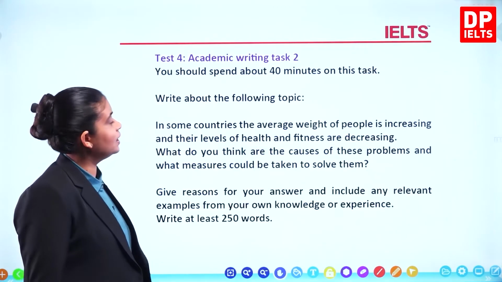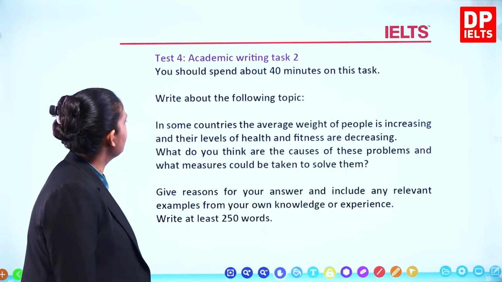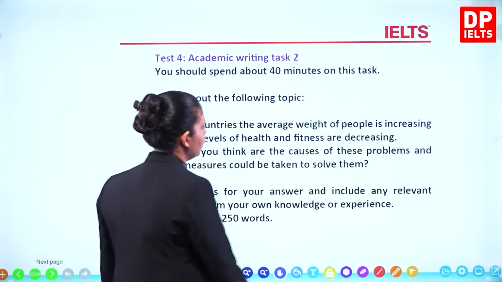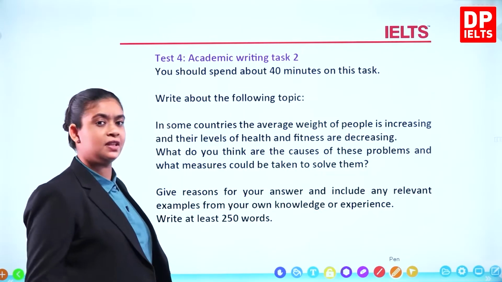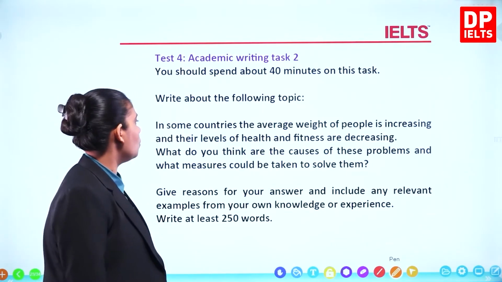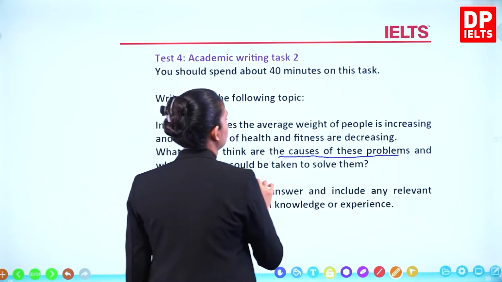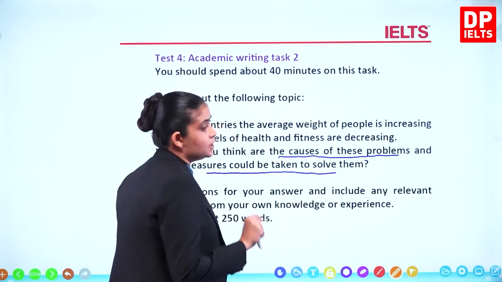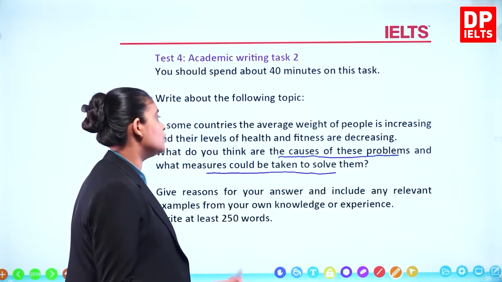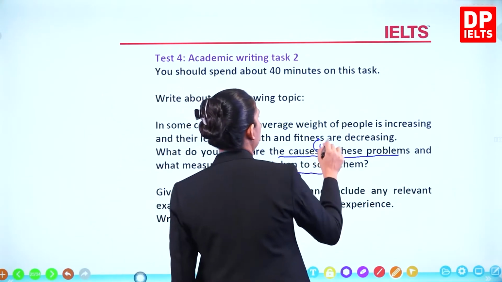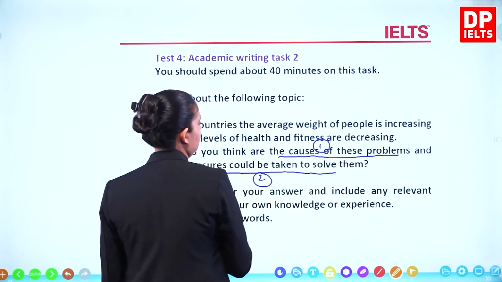Coming to the writing task 2, which is the last writing task for the academic students. Here, in some countries, the average weight of people is increasing and their levels of health and fitness are decreasing. What do you think are the causes for these problems and what measures should be taken to solve them? This is a direct question style essay, okay? So here you have to answer 2 things. What causes people to be overweight, okay? And what measures can be taken to solve them?